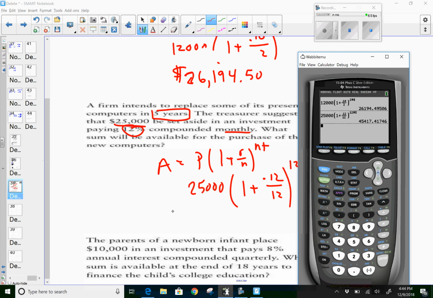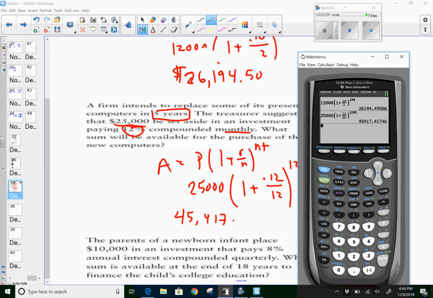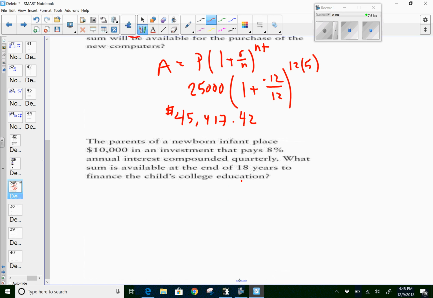All right, so 45,417 point something, 42. And again, you're rounding this to money, right? So it's going to be to the nearest cent.